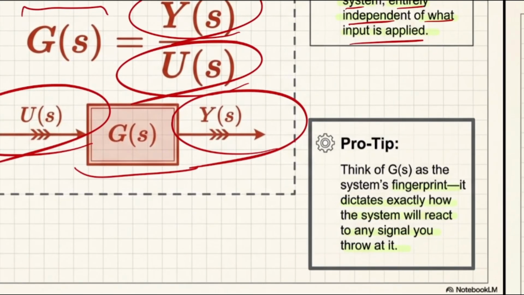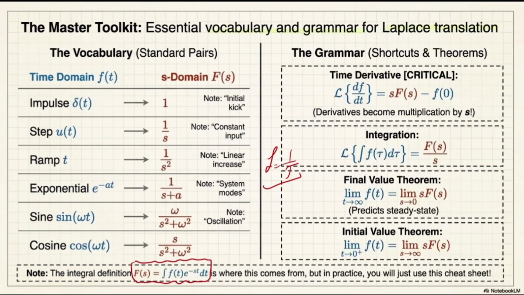So again, try to think of G(s) as a system fingerprint. It dictates exactly how the system will react to any kind of signal that we throw at it. When we are talking about transferring from the time domain to the frequency domain, we cannot just do it naively. We have to consider a couple of facts. We have to know the language, the wording, and the grammar. Then we can try to talk about that.